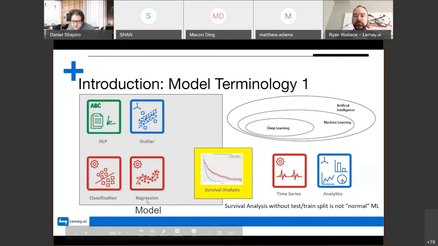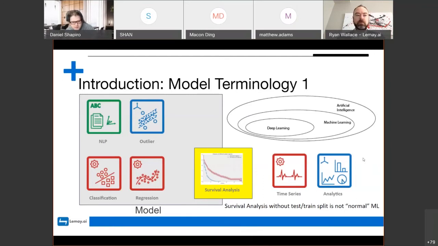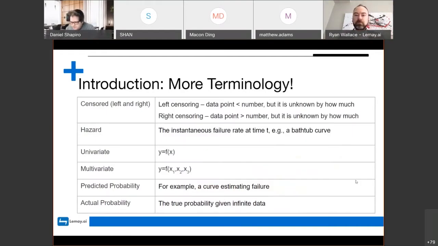What's your prediction of how much time is left? Or it could be, what's the probability of failure? Instantaneous failure, like the hazard function. And so these types of models are what we're really talking about in this presentation. So a few more quick terms. I'm not going to go too deeply into it.